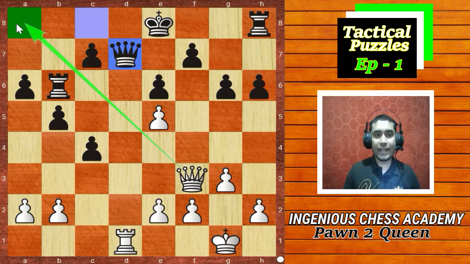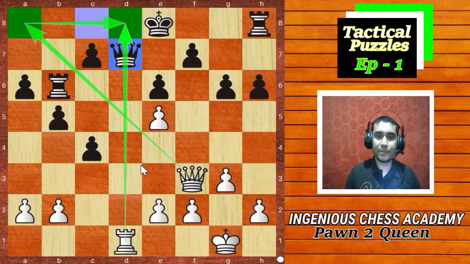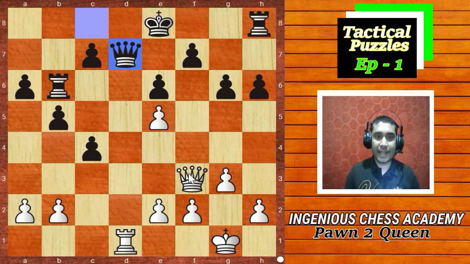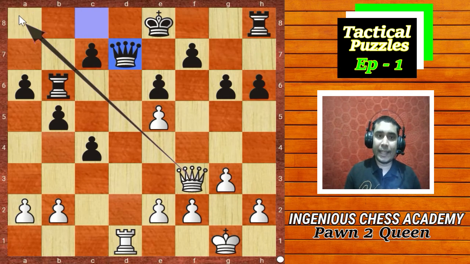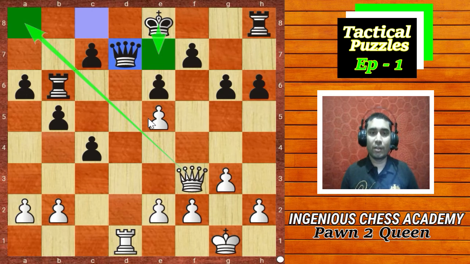After queen a8 check, your opponent cannot play queen d8. Then queen takes d8 with the support of this rook. It will be checkmate. So let's visualize again. Queen a8 check. The only move is king e7. Okay, that's fine.